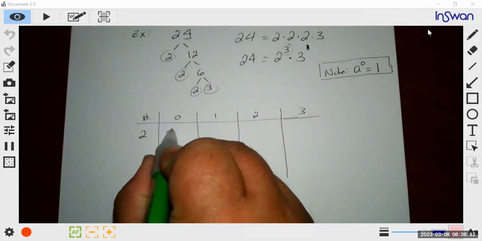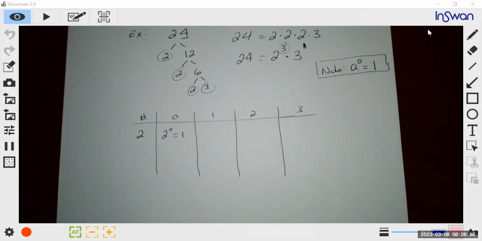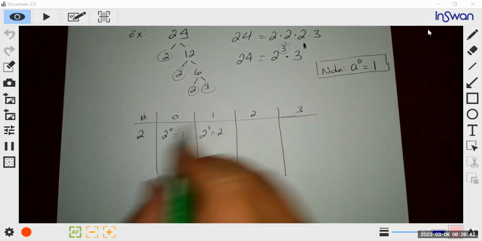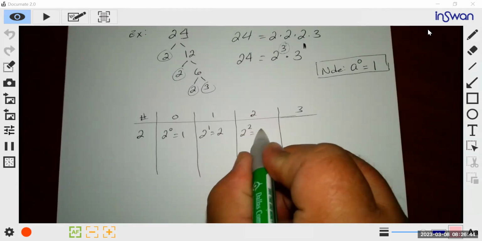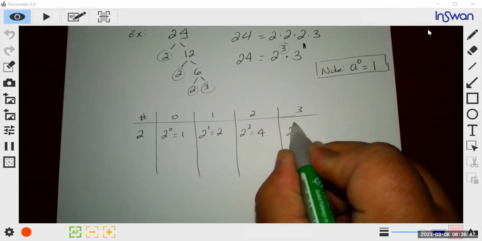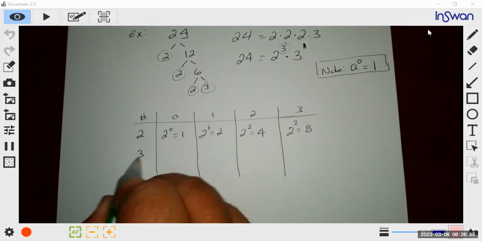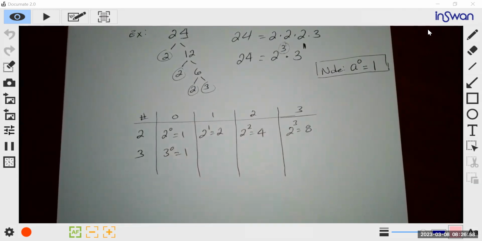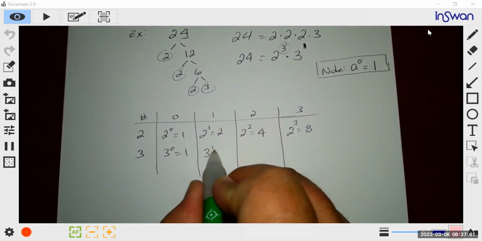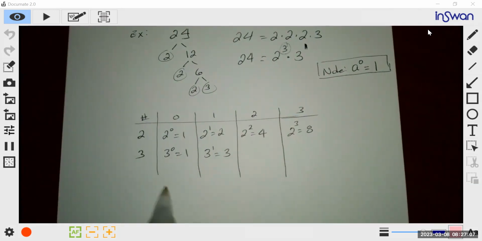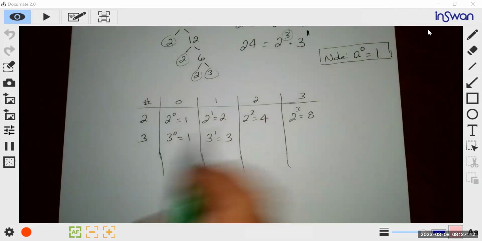So I can have 2 to the power 0 equals 1. 2 to the power 1 is 2. 2 to the power 2 is 4. And 2 to the power 3 is 8. 2 times 2 times 2. Let's look at the number 3. We have 3 to the 0, which is 1. And we only have 1 3. There's only 1 3, so it's 3. So those are all individual ones.